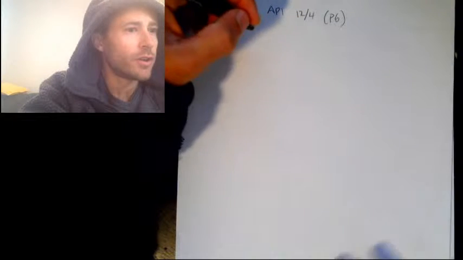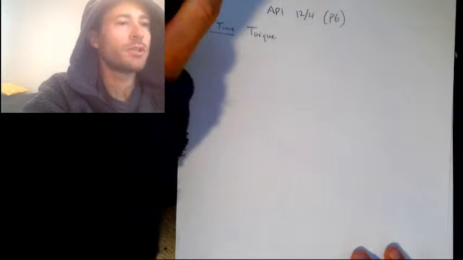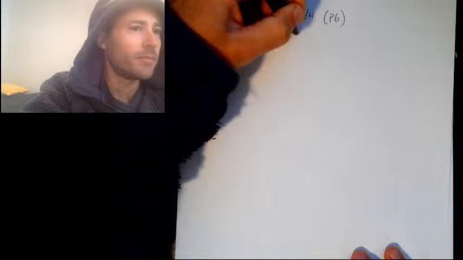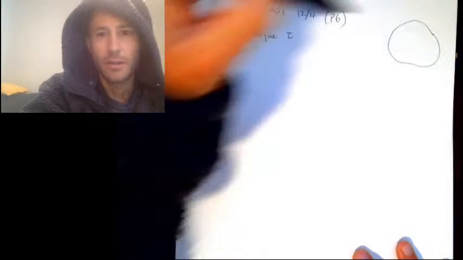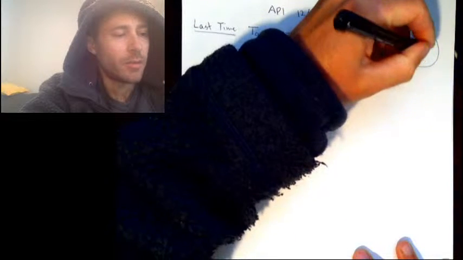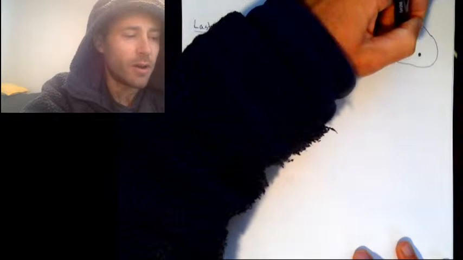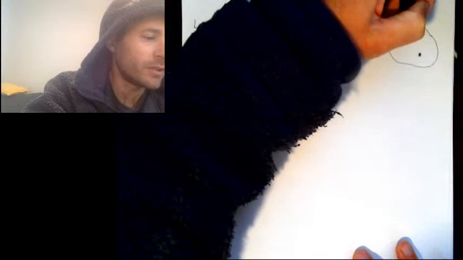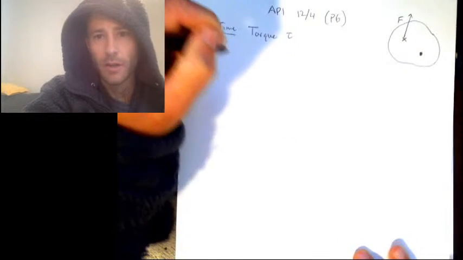Okay. So last time we discussed torque, which is denoted by the Greek letter tau. And the picture you want to have in your head when you're thinking about torque is you have some blob, and the blob has a pivot point. Maybe the pivot point is right there. And then you apply a force on the blob. Let's say you apply a force right there, and the force is maybe in this direction. Okay?